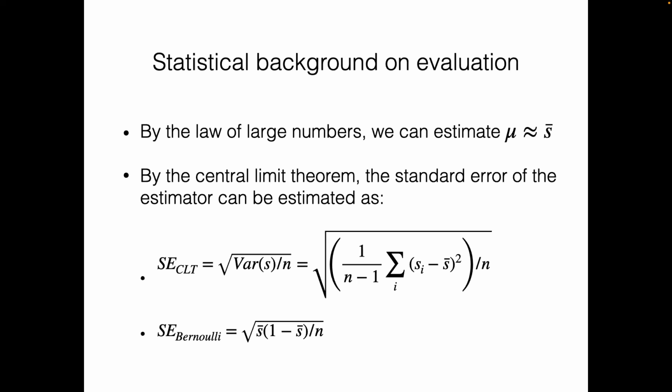And then if you only have the 0 and 1 values, then you can simplify a bit. You could view them as draws from this Bernoulli distribution. And in that case, the standard error has this really simple form.